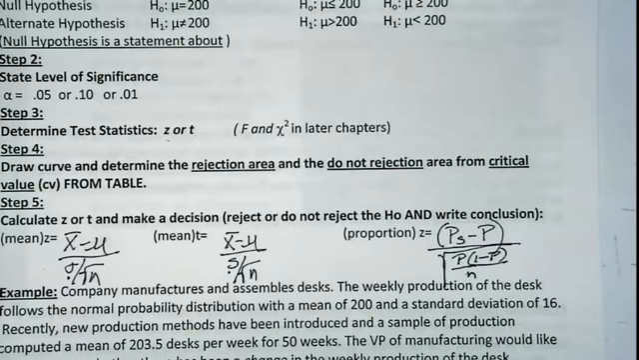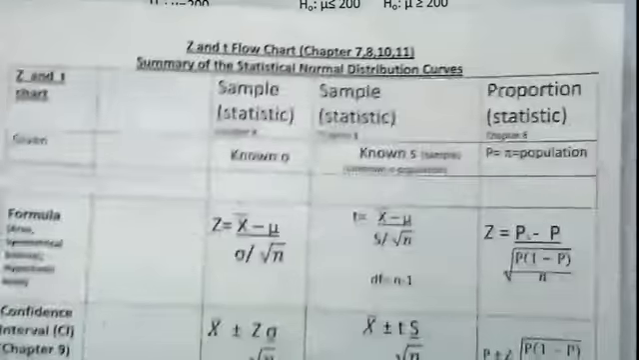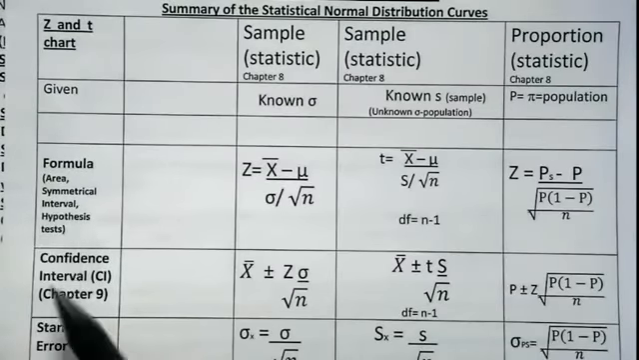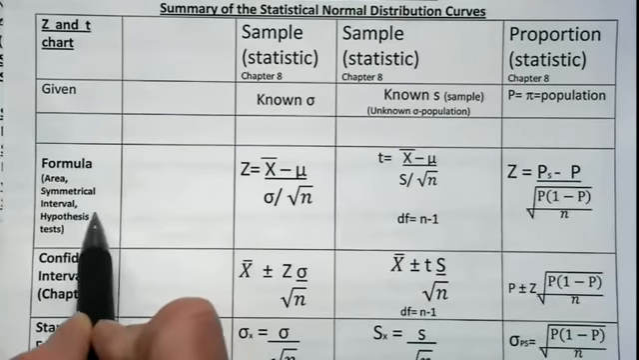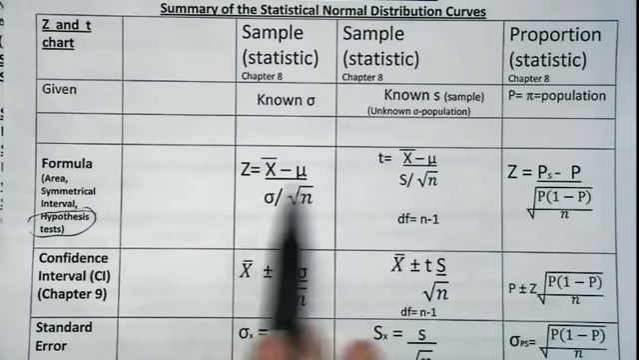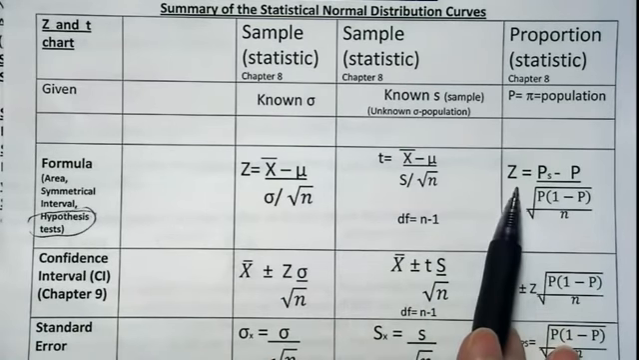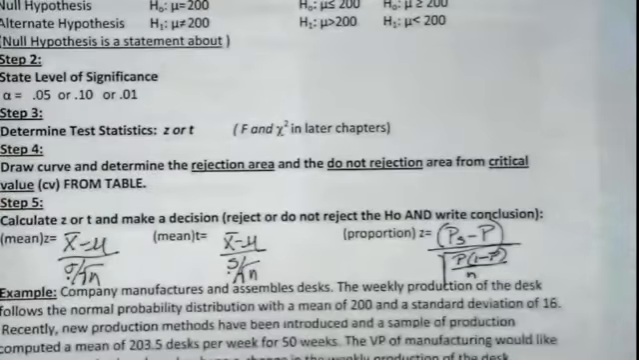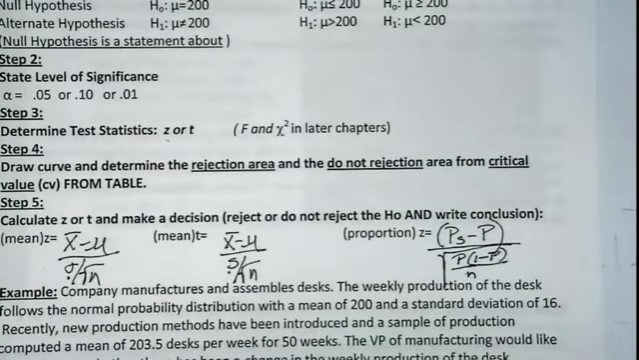So the formulas I was talking about, you will find all three of these right here on your chart. And if you notice here, it's the third one, I identify these as hypothesis testing. It's the Z, the T, or the proportion one. Okay, let's go to our first problem.